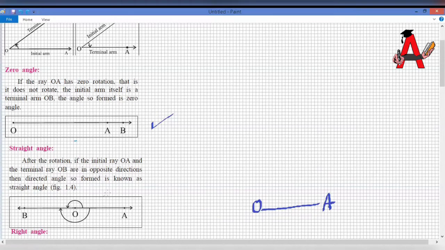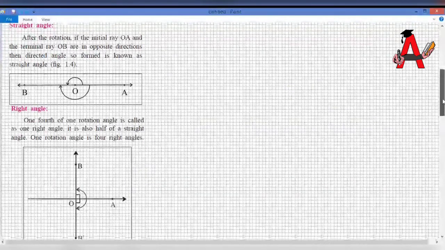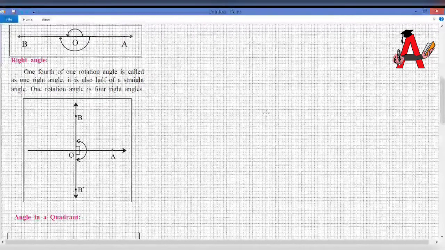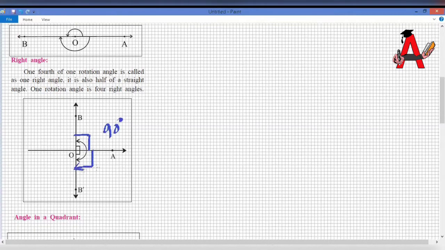Similarly, if there's an arm OA and there is an arm OB which are at a right angle, then this is called a right angle. As simple as that. So you've basically studied what a straight angle and a right angle are. Now here you remember the direction plays a very important role. For example, when I measure angle AOB, this will be 90 degrees, whereas angle AOB dash, which you are measuring, is minus 90 degrees, because this is in the clockwise direction and this was in the anti-clockwise direction. That's the basic concept.